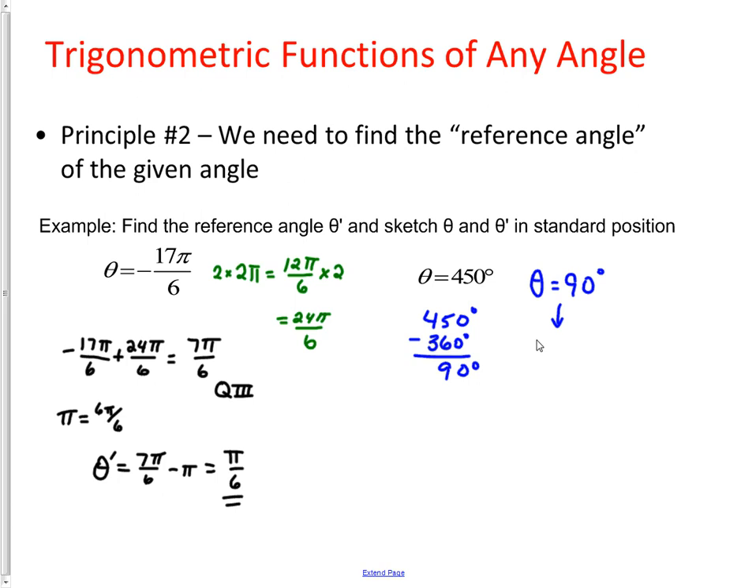Well, in this case, since this is a quadrantal angle, that's not a worry of ours. Quadrantal angles are special cases. So our quadrantal angle will not have a reference angle. We know what's going to happen with our sine, cosine, and tangent there.